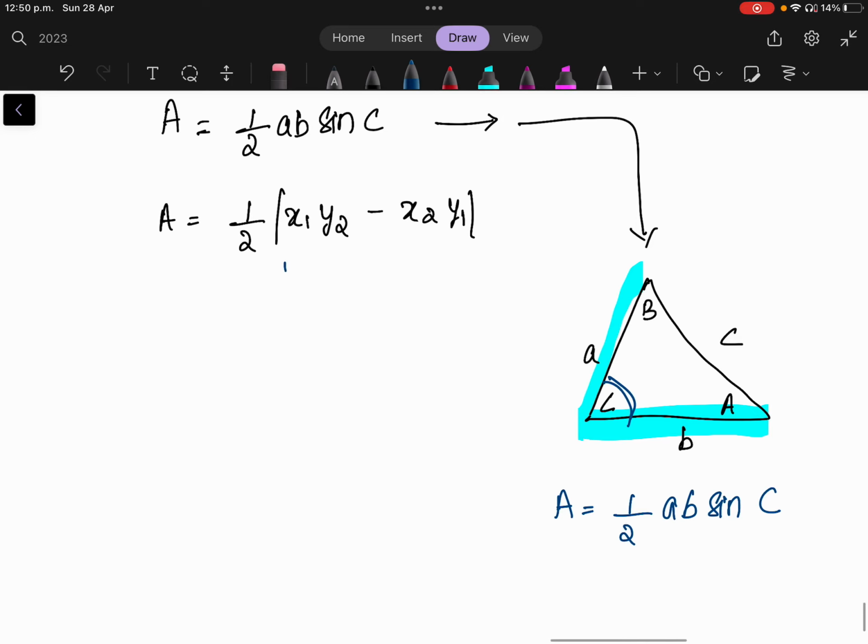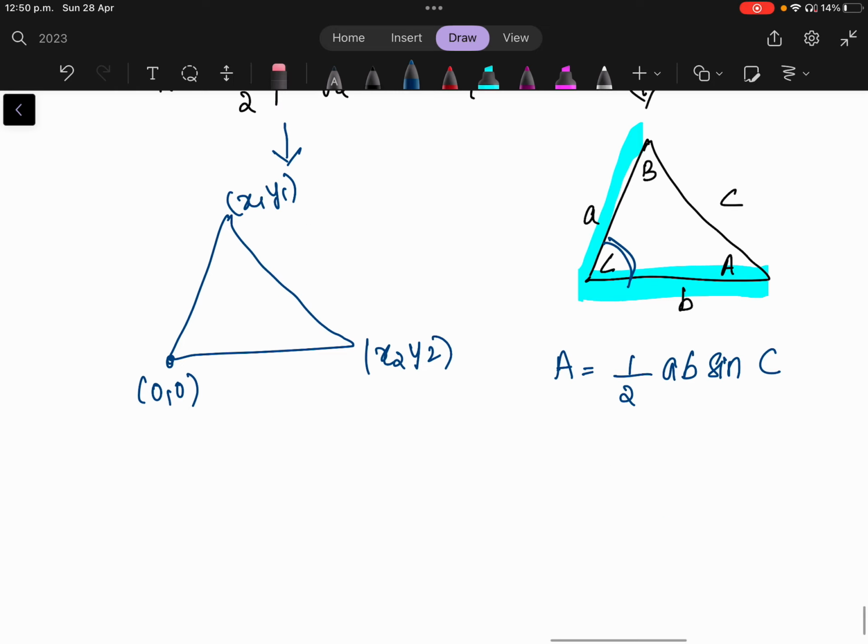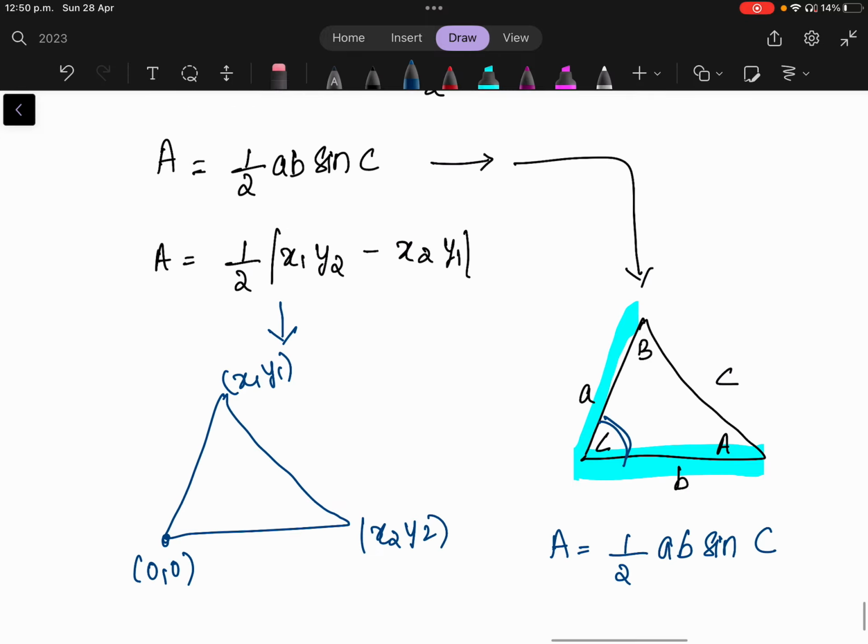Now, when do we work with the second equation? That is where you have a triangle where one vertex is at 0, 0, and the other vertices are x1, y1 and x2, y2. Then the area can be found using this second formula. And what if there is no vertex at 0, 0? Then you have to transform the coordinates so that one vertex is at 0, 0, and then you can use this formula and find the area.